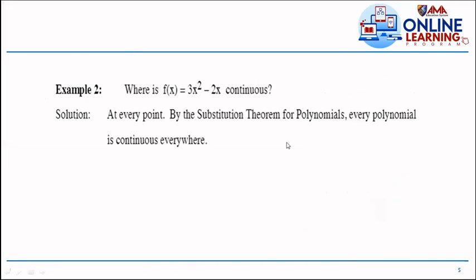So next, we have our example 2. Sabi dito, where function of x is equal to 3x squared minus 2x is continuous. Sabi naman niya dito, at every point, by substitution, theorem for polynomials, every polynomial is continuous everywhere. So, ibig sabihin, if you're going to plot this one using any values of a, our limit is continuous everywhere. Naintindihan po natin. Ito yung illustration po natin.